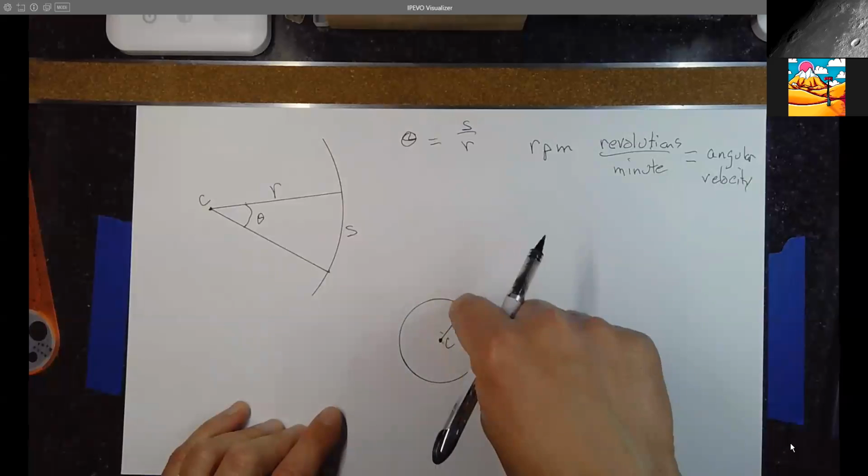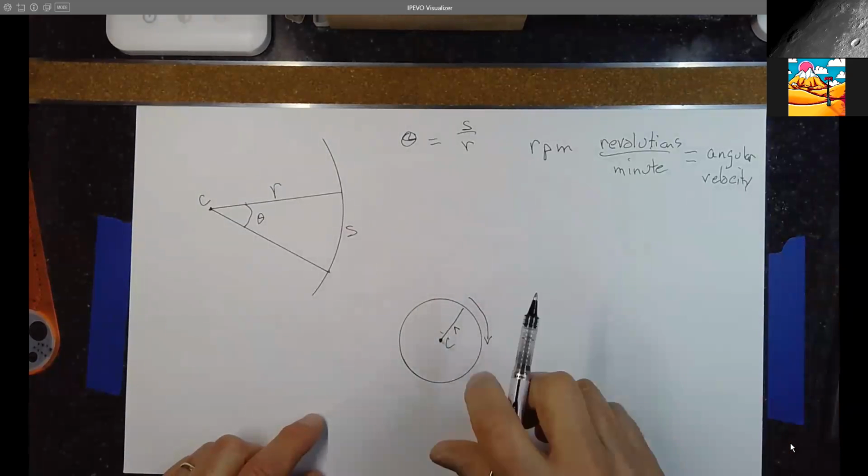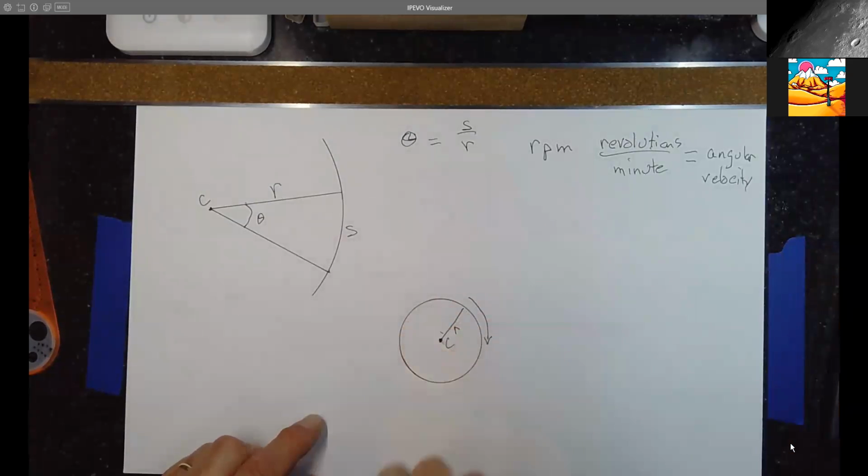In that case, if something was going in this direction, where it's rotating clockwise, we'd assign the vector for the angular velocity to be into the page. And we use something called a right-hand rule for that.